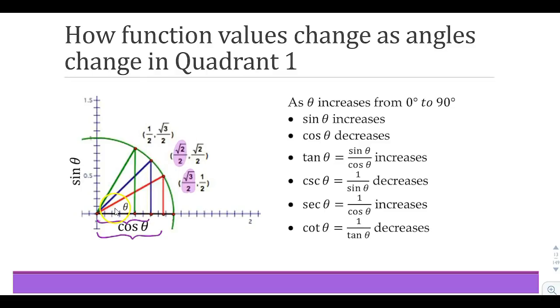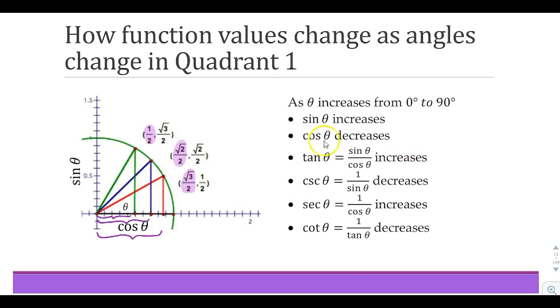And then finally, the last triangle we're going to look at, the 60-degree angle. The x value that we're focusing on for cosine is even smaller. It is exactly 1/2. So as my angles increased, my cosine values, my x values, decrease. As theta increases from 0 degrees to 90 degrees, cosine theta decreases.